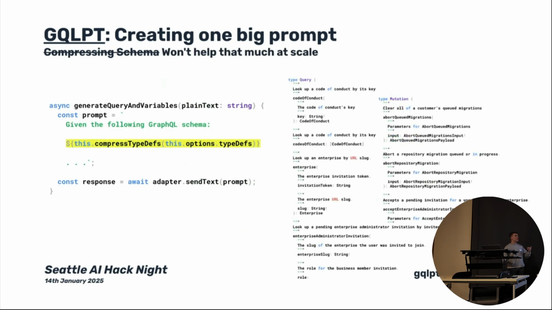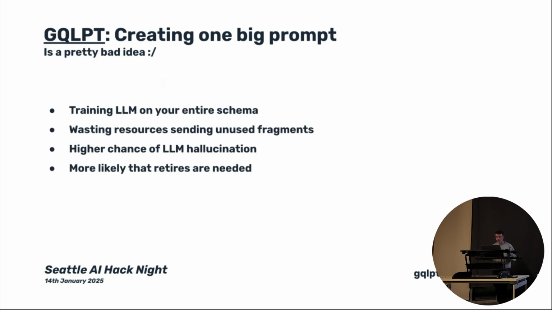So you can see here that this is an extract from the GitHub GraphQL API, and it's pretty big. So even if you just compress that schema and send it to your large language model, it's still going to be pretty much unusable. Before and after this compressed type defs, our library was completely unusable with the GitHub API. So this is a pretty bad idea. You're training the large language models on your entire schema, so this could be leakage of your business secrets, and you're wasting resources, and it's more likely that the LLM is going to hallucinate. So we need a better solution.